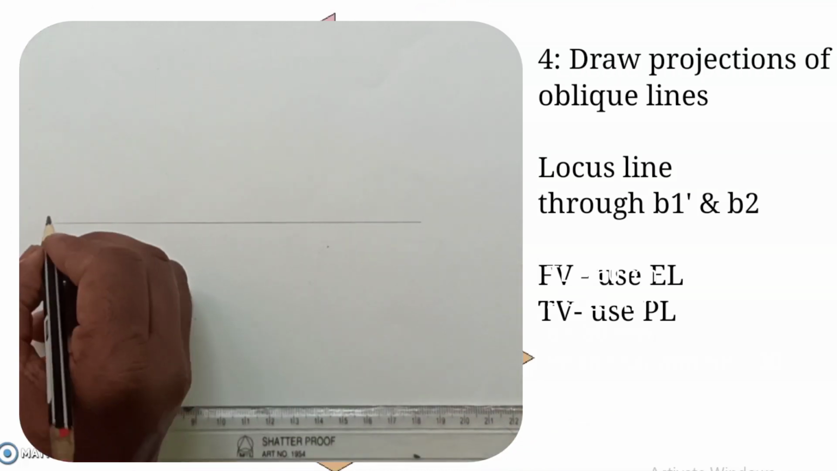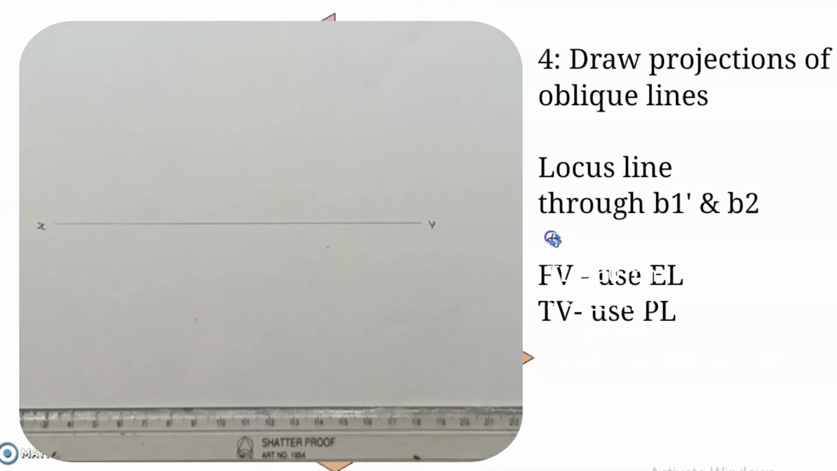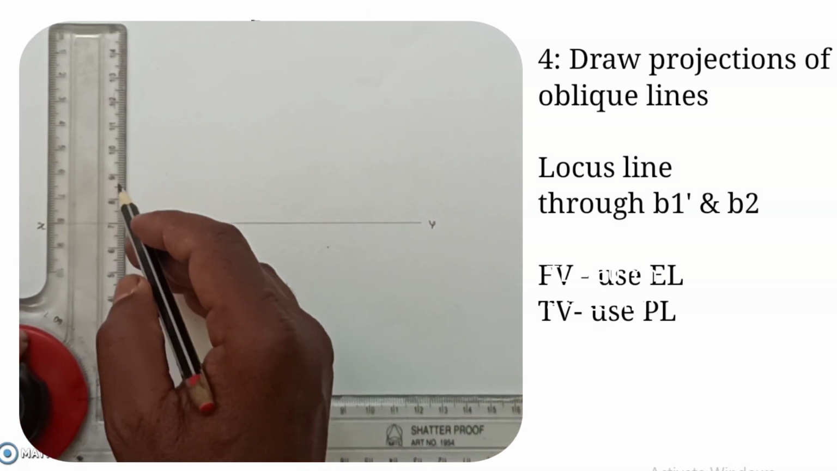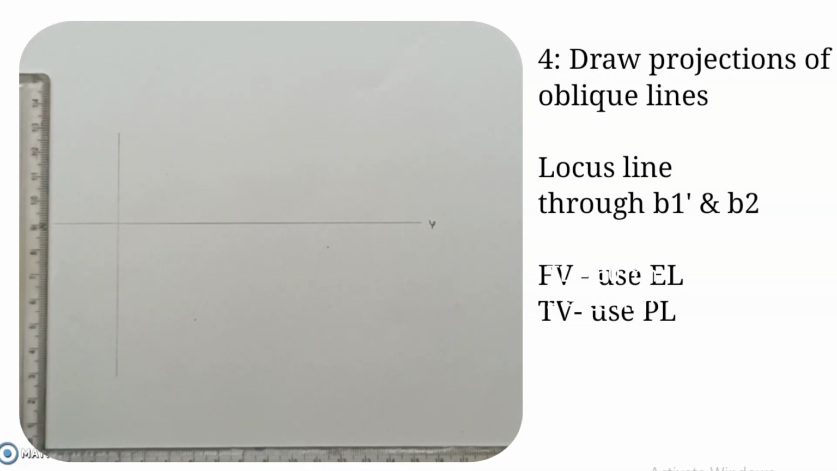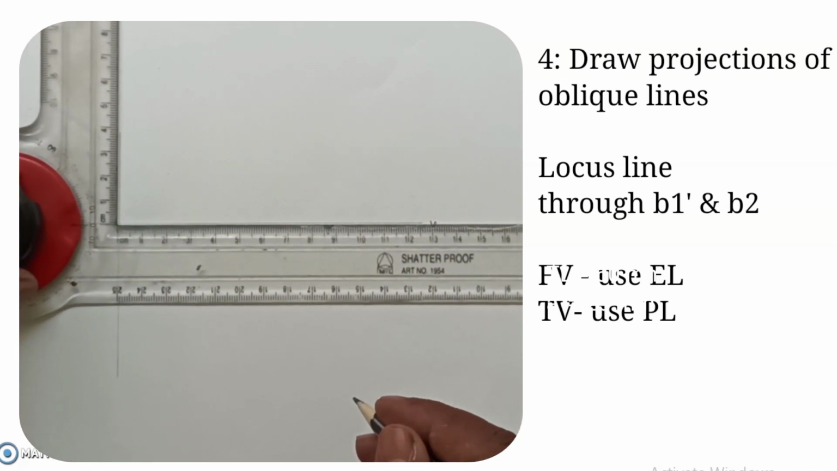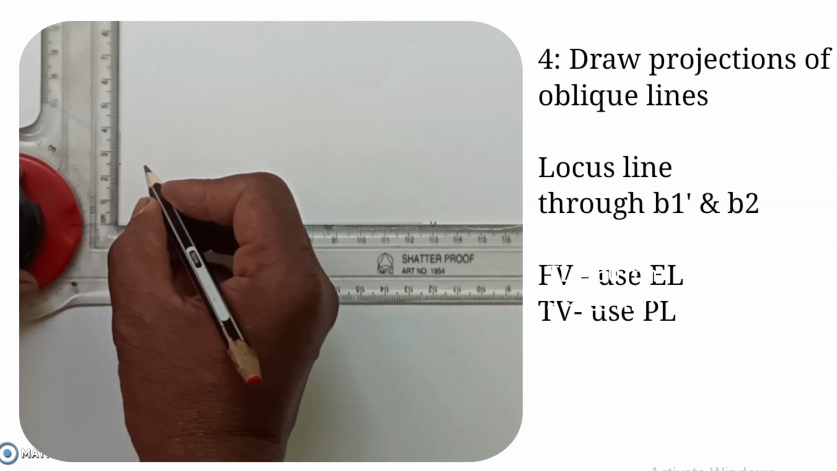Now first draw a horizontal line XY. On this, first locate the line endpoints, that is AB. The position of end A, which is above HP and in front of VP, will appear like this. End A is a.